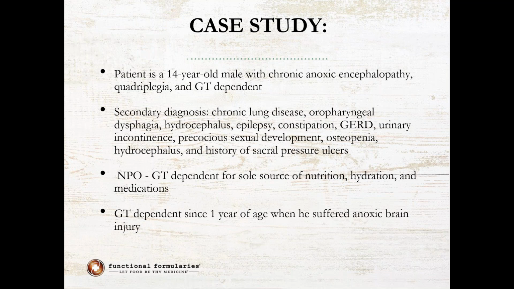He has several other secondary diagnoses, including dysphagia, epilepsy, constipation, gastroesophageal reflux disease, osteopenia, history of sacral pressure ulcers, chronic lung disease. So this patient is NPO, and again, is G-tube dependent for sole source of nutrition, hydration, and medications as well. This patient has been G-tube dependent since 1 year of age when he suffered anoxic brain injury.